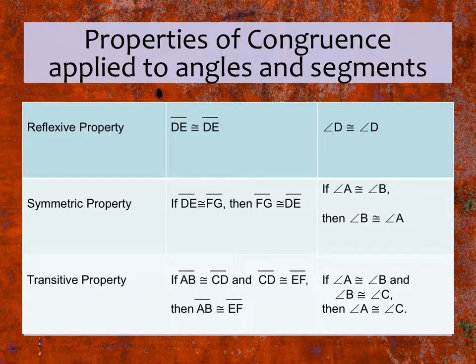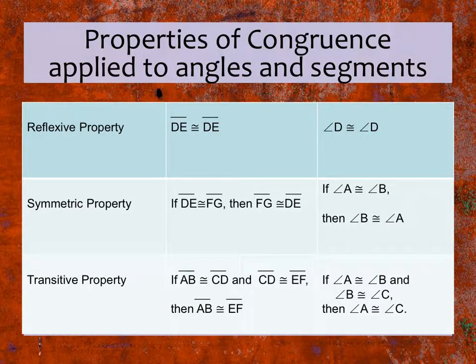Okay, so we've got three properties here that we're going to be able to use in addition. Now, the reflexive property, I teach this in a very weird way because I'm not even going to use the same word here. If you notice, there's something about this property where something is congruent to itself. Line segment DE is congruent to line segment DE. Or angle D is congruent to angle D. Something is congruent to itself.